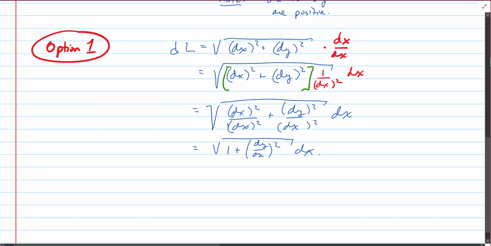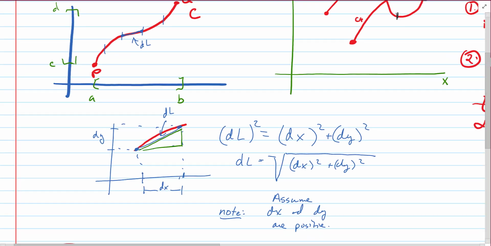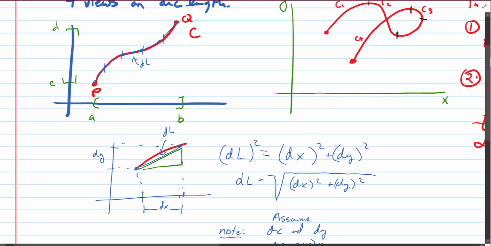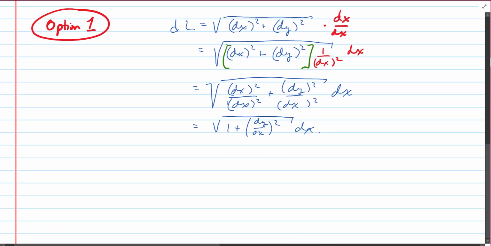And so what was our original strategy? Our original strategy said, well, we're going to add up each of these DL segments. So each of these DL segments that we have here, if we sum them up, that's going to give us an approximation for the length of this curve. So we're going to sum them up from point P to point Q. And so if we integrate those DL segments, we're adding them up from P to Q of differential L.